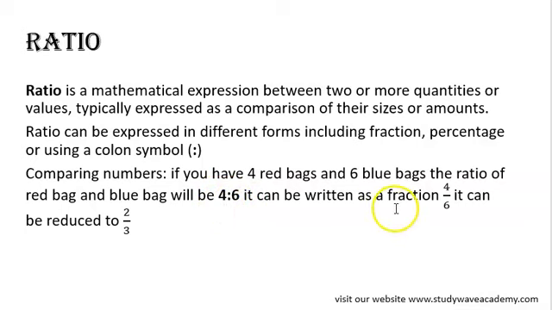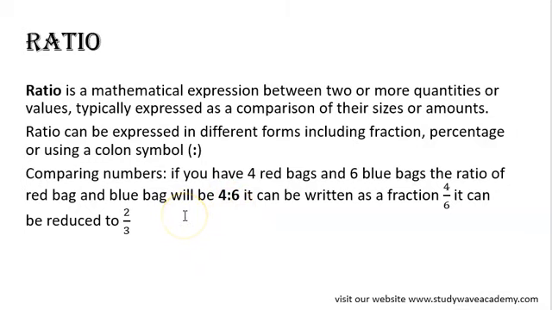It can be written as a fraction also, 4 over 6, okay? And it can be reduced. If we want to reduce it, we have to use 2, right? 2 in 4 is 2, and 2 in 6 is 3. So it can be reduced to 2 over 3. And it can be written as 2 ratio 3. So this is read as 4 ratio 6, not 4 colon 6, no.